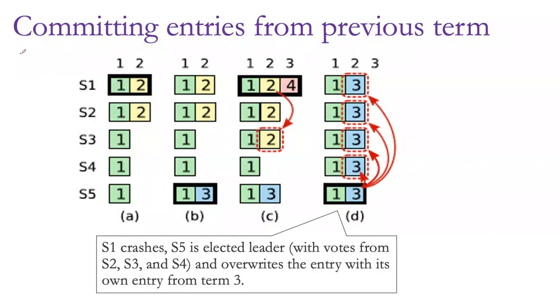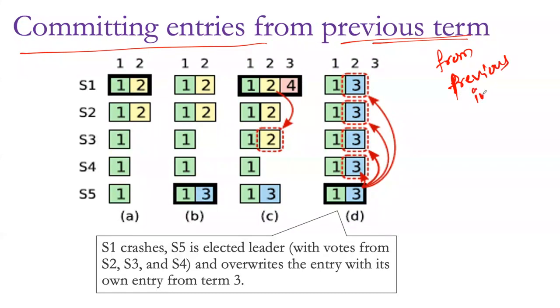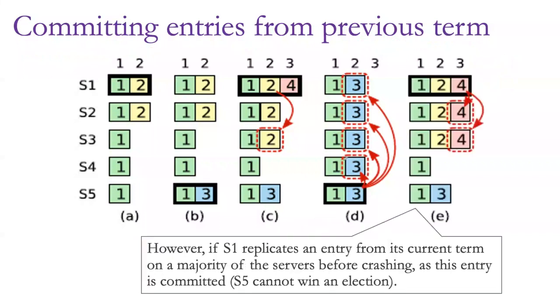So that is committing the entries from the previous term, not from the previous index, which is one way of committing the entries. However, if S1 replicates an entry from its current term, suppose 2, on a majority of the servers before crashing, the entry is committed by server 5 in this case.